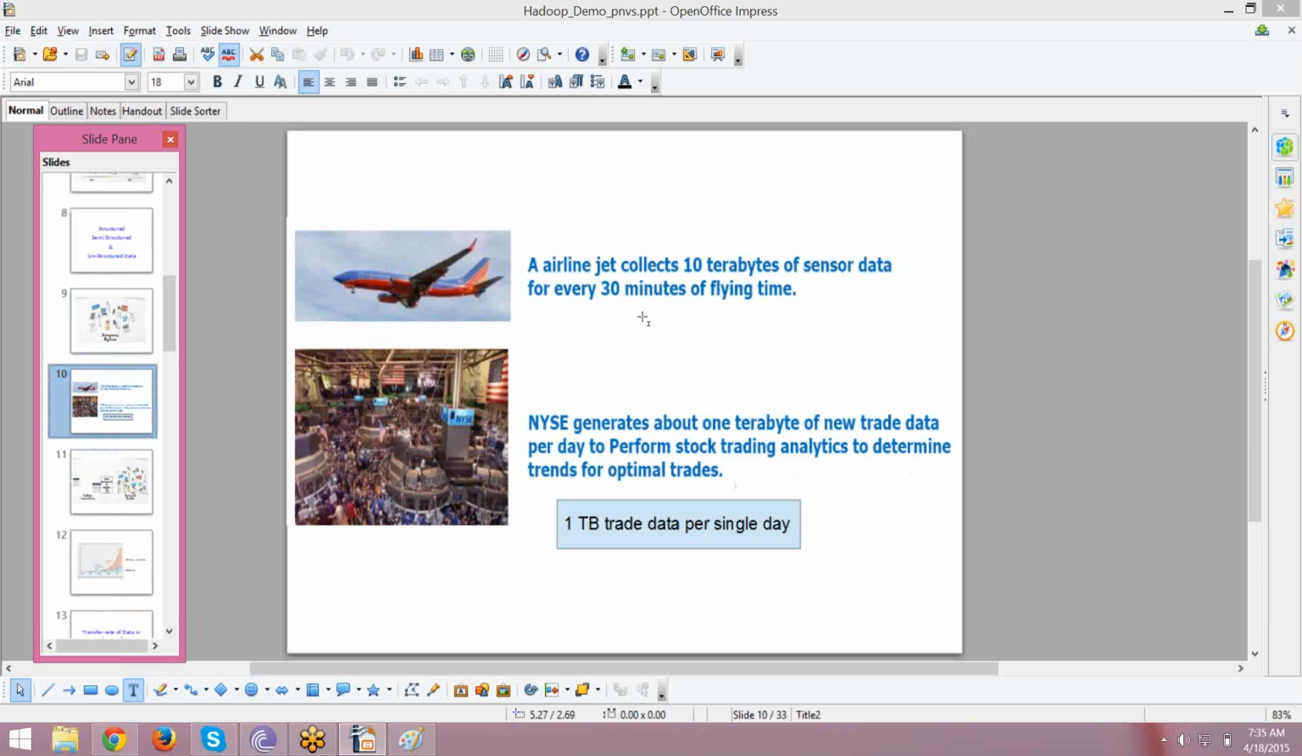How much sensor data is coming now, right? It's huge. Even the New York Stock Exchange generates more than 1 terabyte of stock data every single day. Just think how many exchanges there are worldwide and how much data is generated in this finance industry alone.